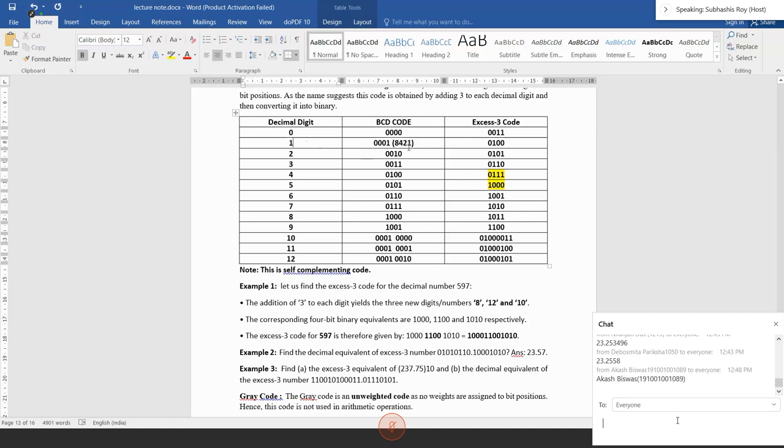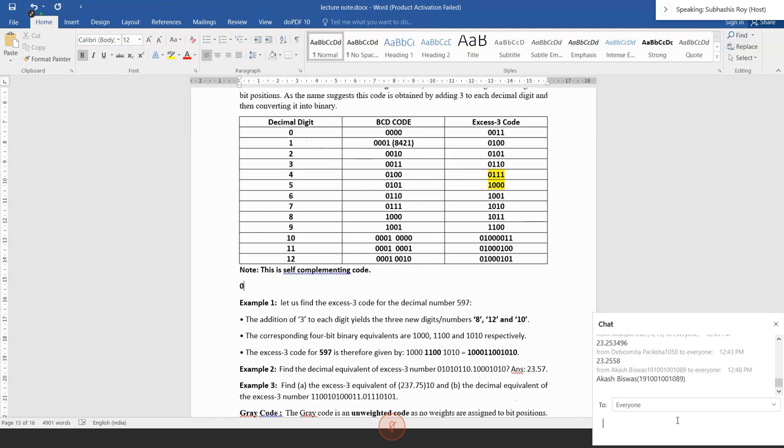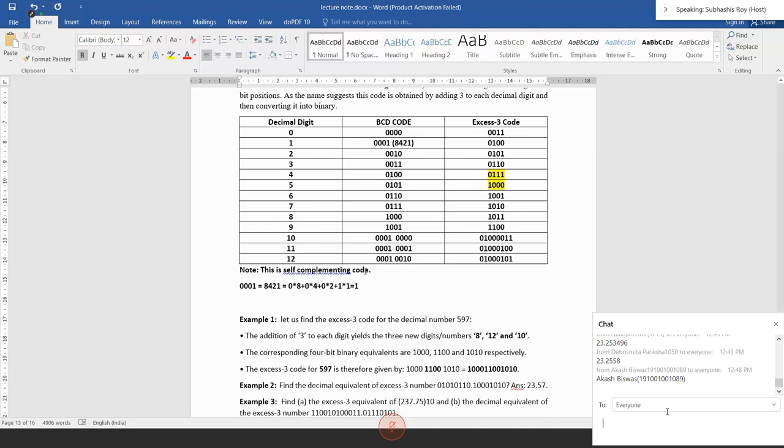So how am I getting 1? Let me show you this way. This is your BCD code 0001, and the corresponding weights are 8421. Now you don't need to consider 842 because the value is 0, so this is how we calculate. 0 into 8, this is for the MSB, then plus 0 into 4, then plus 0 into 2, then plus 1 into 1. So now you are getting 1. This is true for each and every case.